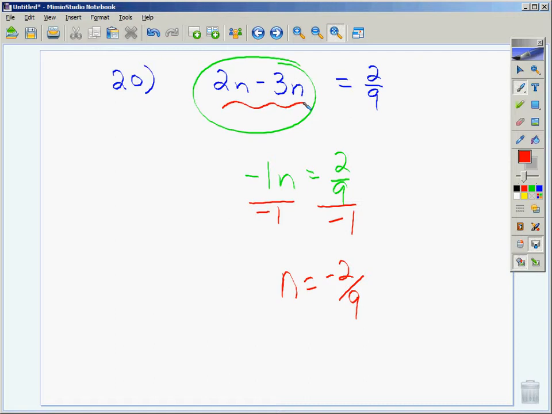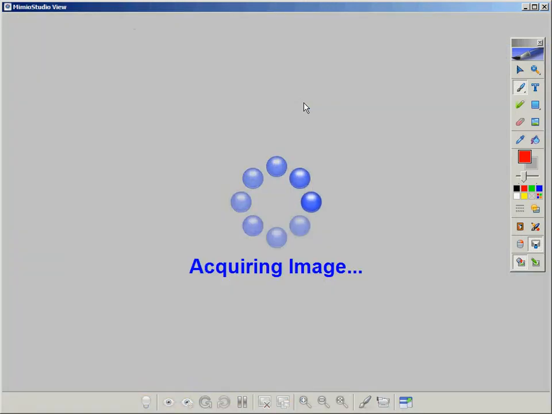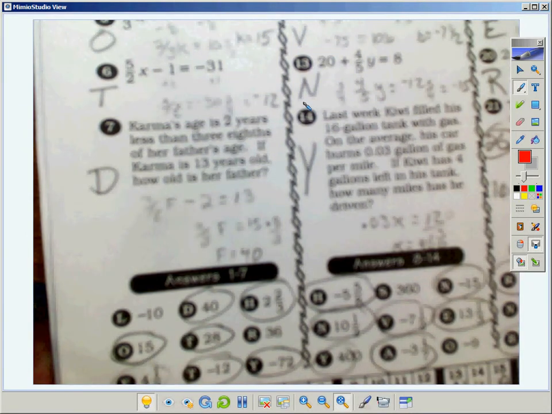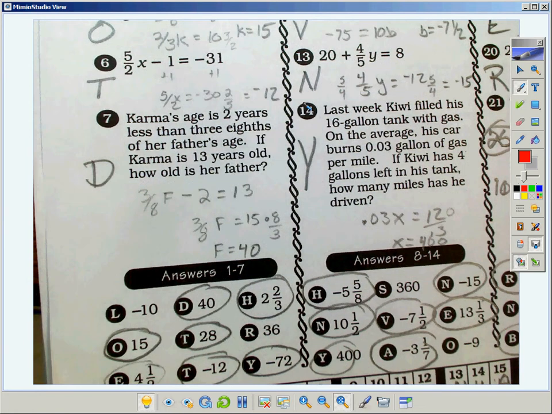Others from this that we'd like to go over. I just want to go over 7. Number 7? This is really what we're going to be talking about tomorrow. How to get from the words into an equation.